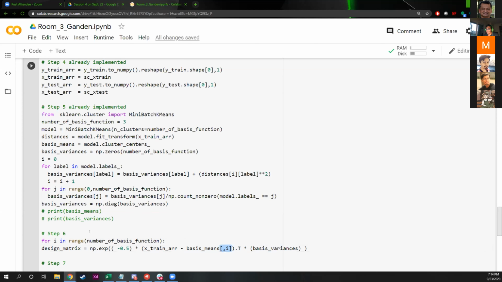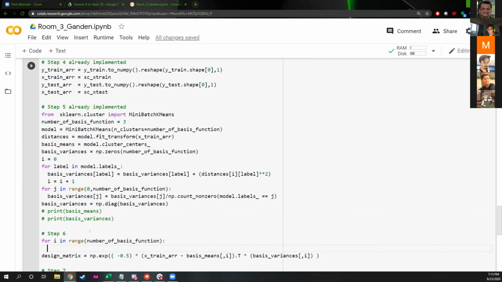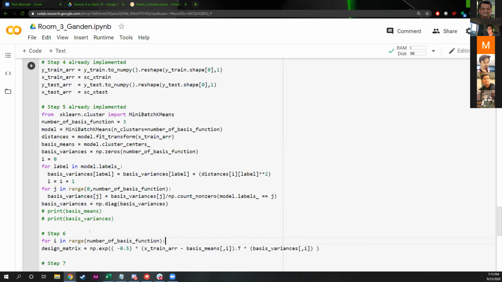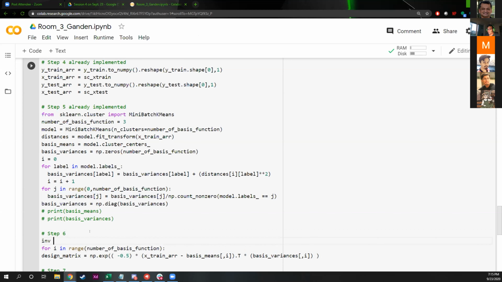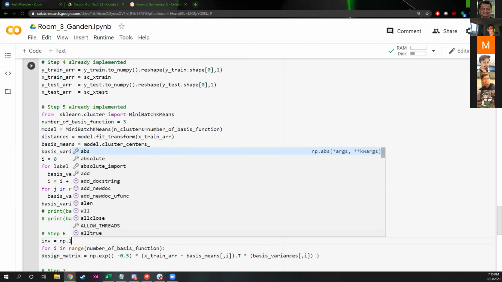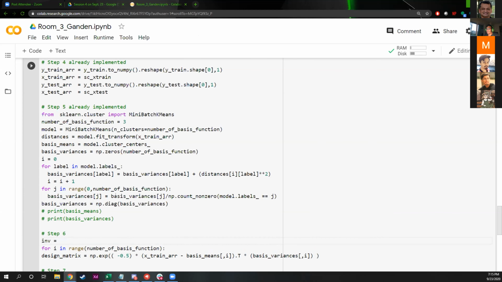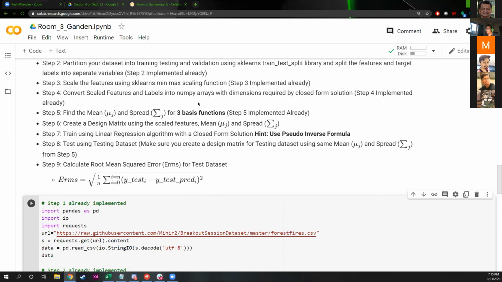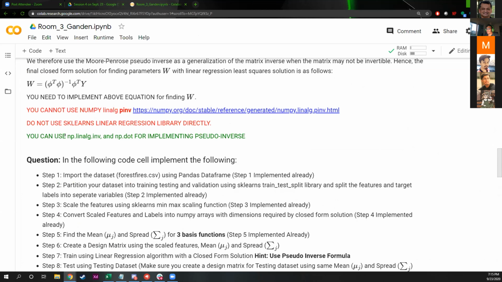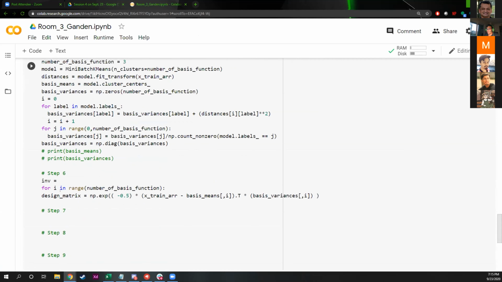And also before taking the basis variance, right? Let's just compute the inverse of it in another variable above step 6. Sure, it will not be outside the for loop. Outside the for loop, so it will have access throughout. Okay, got you. np dot linalg. What was that? I'll copy paste.